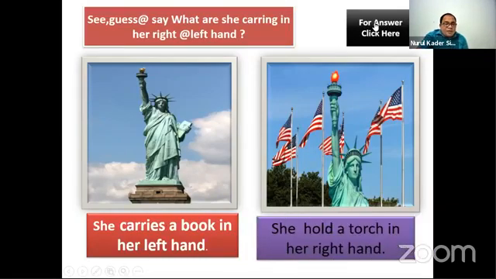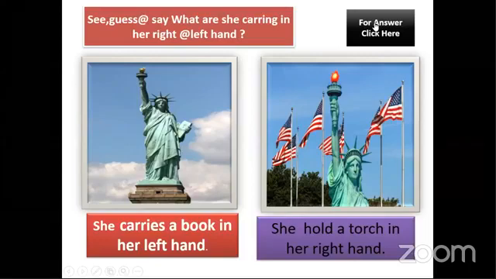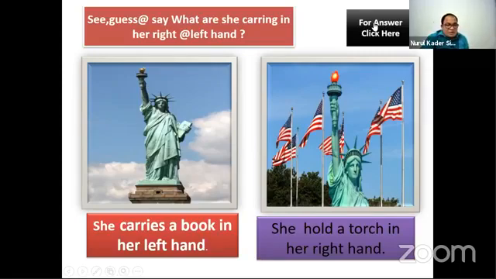In her right hand, she holds a, please, dear students, answer my question and listen to me carefully and attentively. In her right hand, she holds a torch. How do you see the Statue of Liberty? We see that the right hand and left hand carry something, and we know that she carries a book in her left hand and she holds a torch in her right hand.